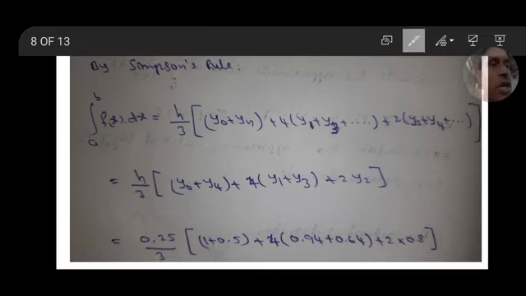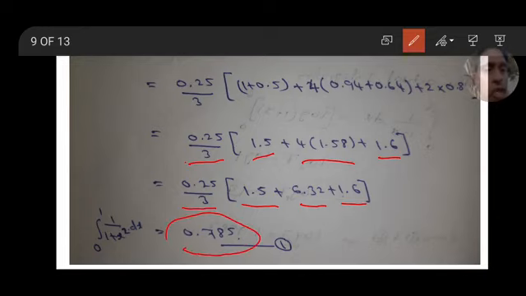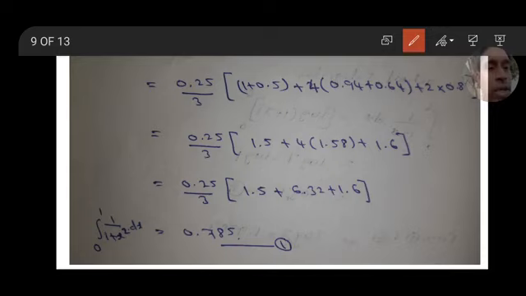After simplification we get 0.25 by 3, 1.5 plus 4 into 1.58 plus 1.6. Simplification: 0.25 by 3 into 1.5 plus 6.32 plus 1.6. After simplification we get the answer 0.785. Okay, integration 0 to 1 of 1 by 1 plus x square dx equal to 0.785 is the answer. Let us take this as equation 1.